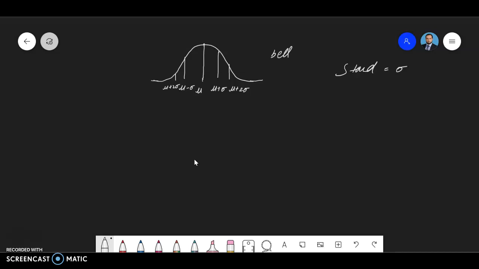So the ideal normal distribution curve has a mean of 0 and a variance of 1. Here is how we write it mathematically: x is normally distributed with mean and variance. So as we said, the standard normal distribution has a mean of 0 and the variance is 1.